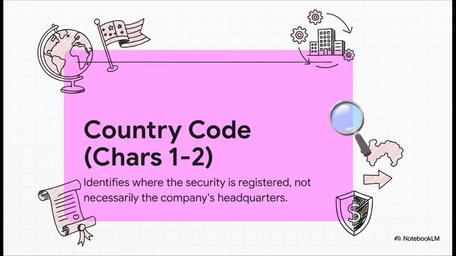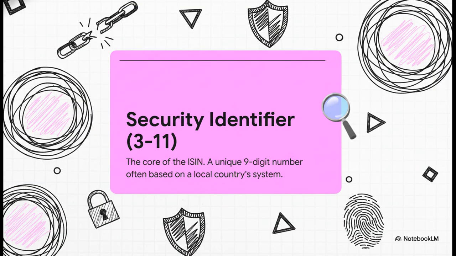The first two letters are pretty simple. That's the country code. US for the United States, DE for Germany, IN for India. You get it. But here's a really crucial detail. This tells you where the security was issued, which is not always the same as where the company is headquartered. That's a key difference. Okay, the next 9 characters are the real heart of the code.